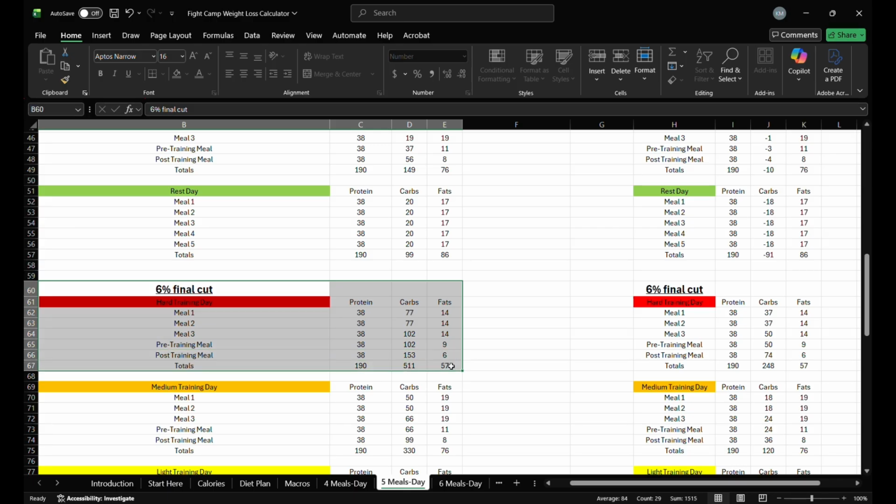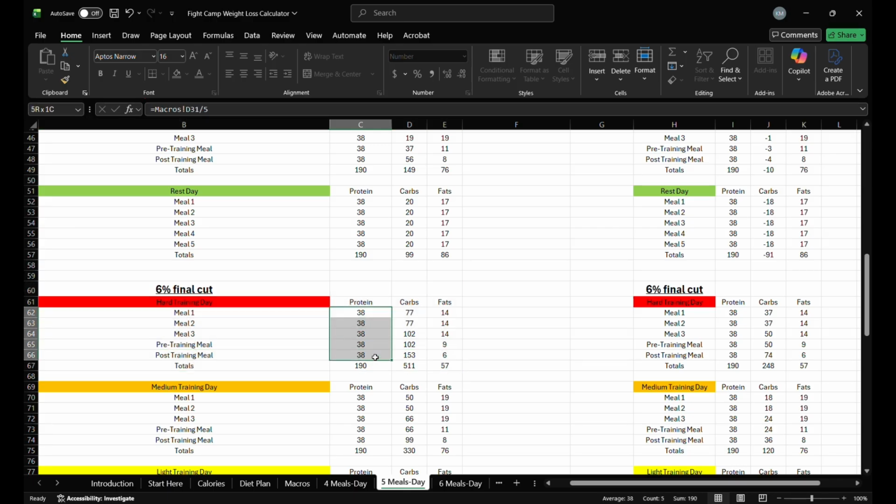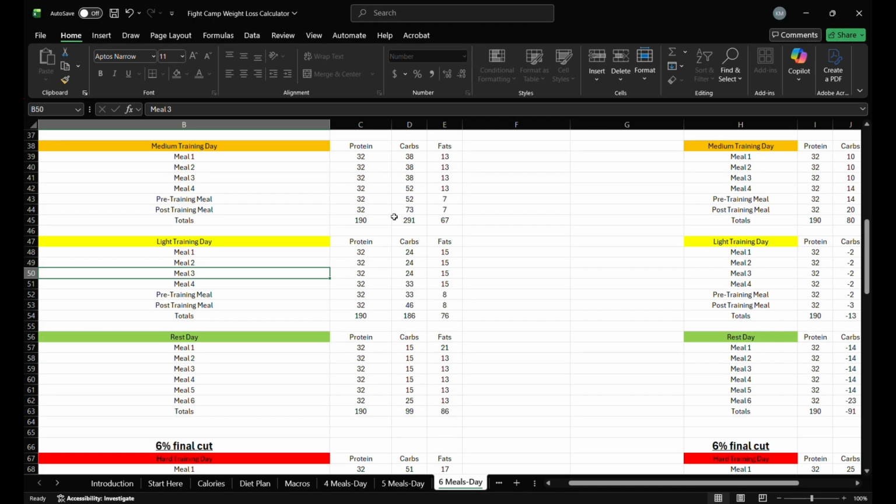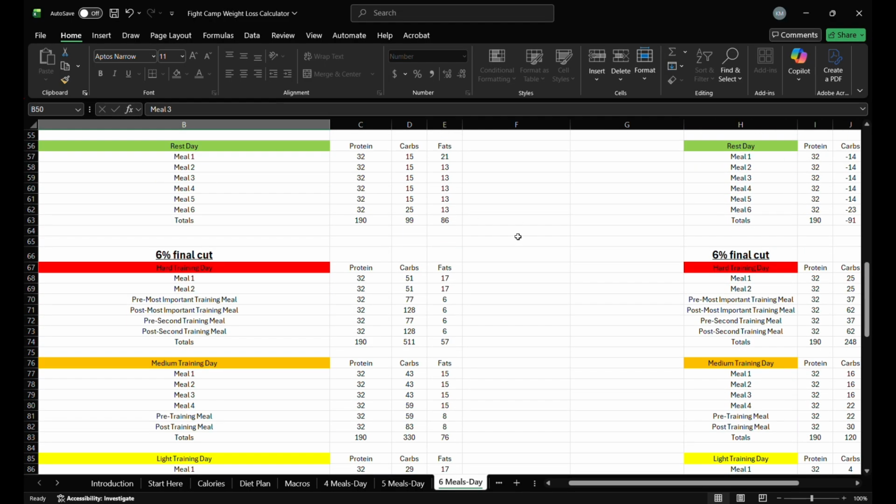So 6% final cut on a hard training day. So same thing, protein is going to be spread evenly across the day. Carbs are going to increase as they get closer to the training session, with an even higher proportion of carbs coming post-training to help restore those glycogen stores. And then fats are going to be lower around training and higher away from training. Same thing for 6 meals.